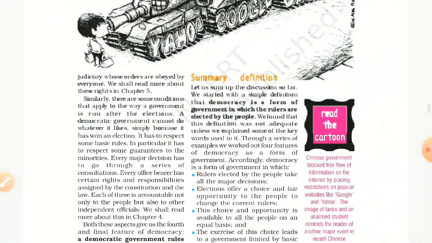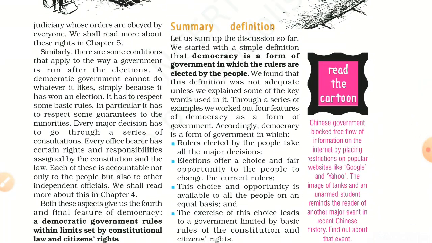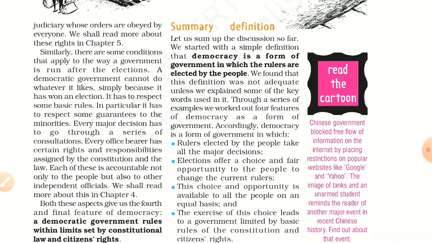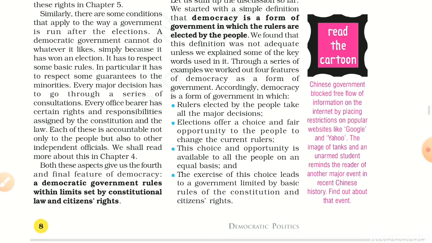Here is a summary, the definition of democracy. Rulers selected by the people take all the major decisions. Elections offer a choice and a fair opportunity to the people to change the current rulers. This choice and opportunity is available to all the people on an equal basis. And last, the exercise of this choice leads to a government limited by basic rules of the constitution and citizens' rights.